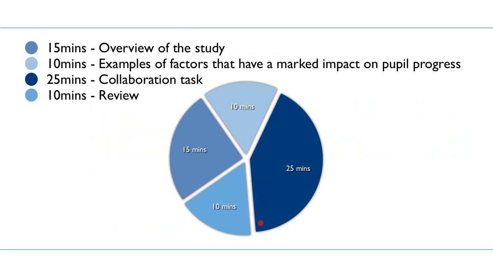Okay, so an overview, and that's probably a little bit generous, but I'll probably talk for a few more minutes about the overview of the study. Then we'll have a look at some examples that have a significant marked impact on pupil progress, according to Hattie. Then we'll do a collaboration task. That might take 15 minutes, it might take 25 minutes. And then we'll try and bring it all together at the end for a review.